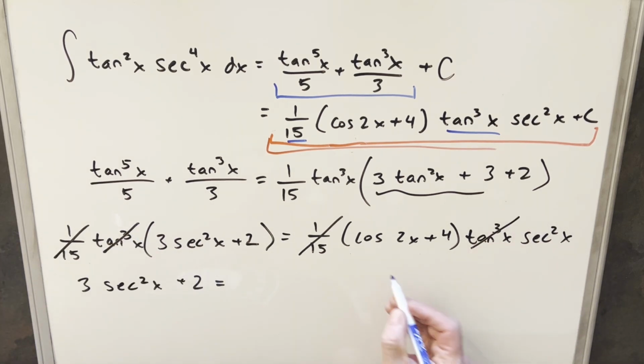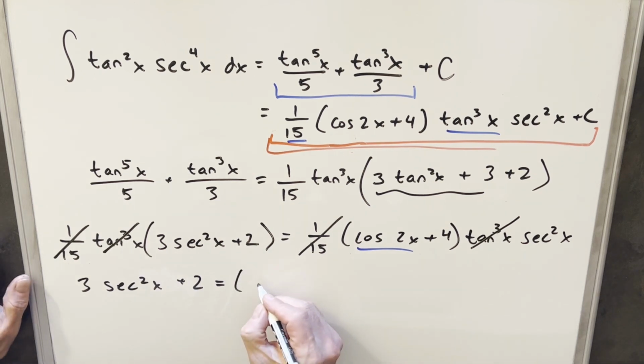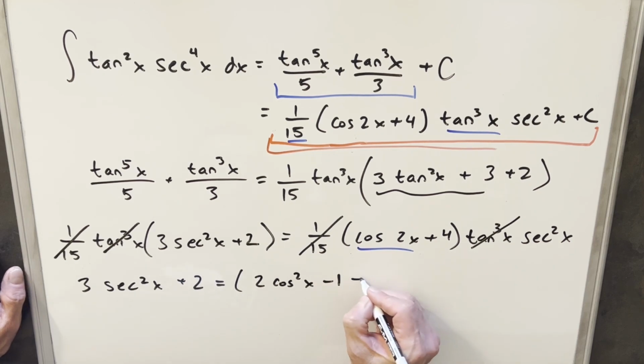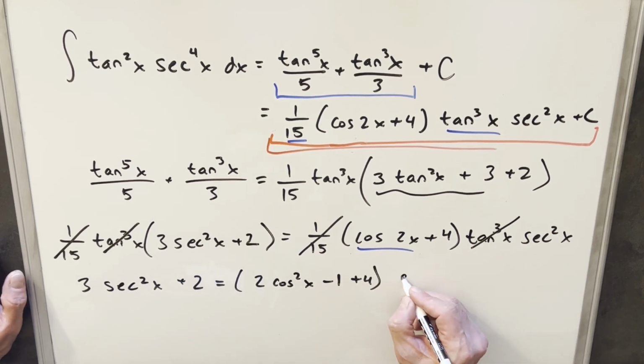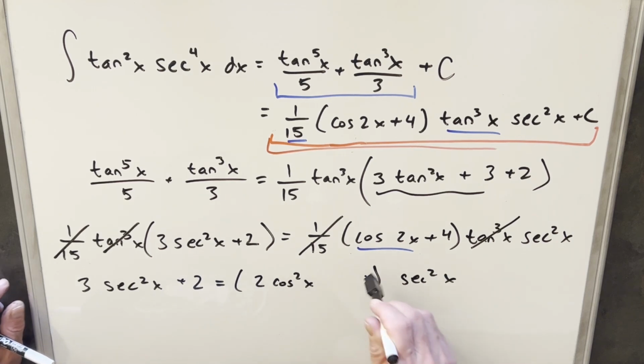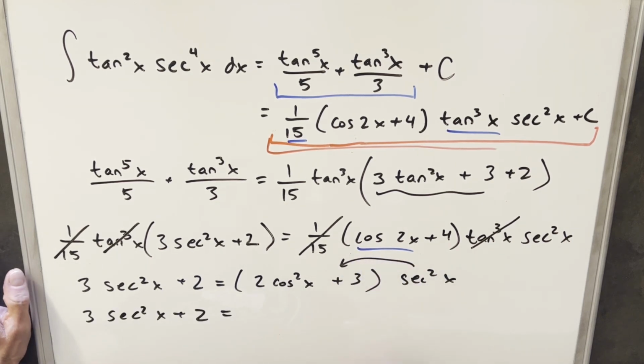Now from here, I can use a double angle formula on cosine 2x. What I can do for that is I can write that as 2 cosine squared x minus 1. We still have a plus 4 here, and we have our secant squared x. Well, for minus 1 plus 4, I can write this as plus 3 right here. Then I can just distribute in my secant squared here.